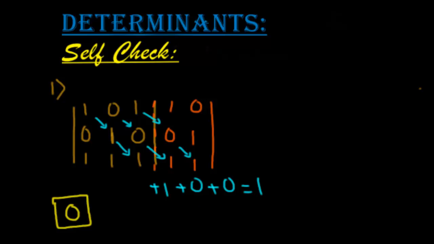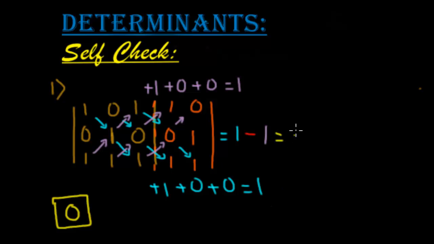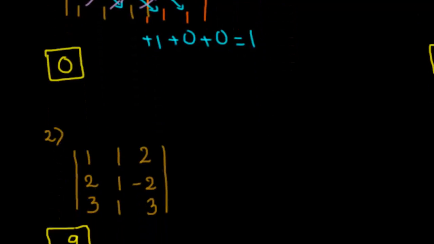Now we multiply across all the way up. So 1 times 1 times 1 gives me positive 1. 1 times 0 times 1, so it's still 0. And 1 times 0 times 0 gives me another 0. Then we add up, gives me 1. And the concept repeats, bottom subtract top. So 1 minus 1 will give me 0. Okay, that's the answer for 1.